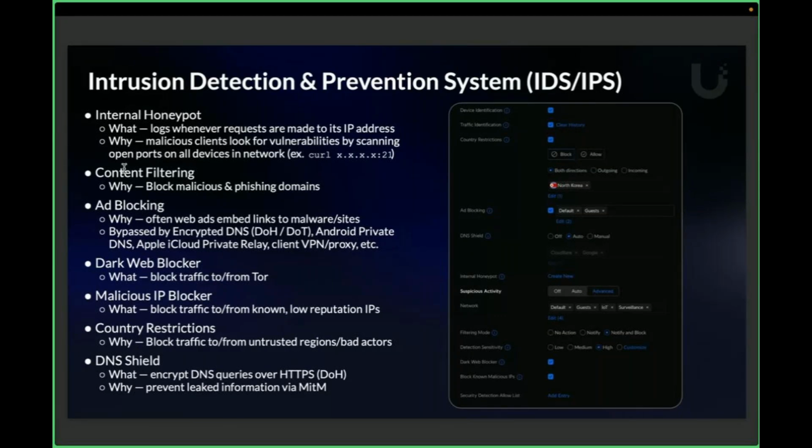But just to add one other layer of prevention, here we have all these different features: content filtering, ad blocking, preventing dark web access, blocking traffic to and from Tor, malicious IPs. There's a large list of low reputation IPs that gets updated frequently, as well as our threat signatures that get updated daily, and I'll discuss that in just a minute.